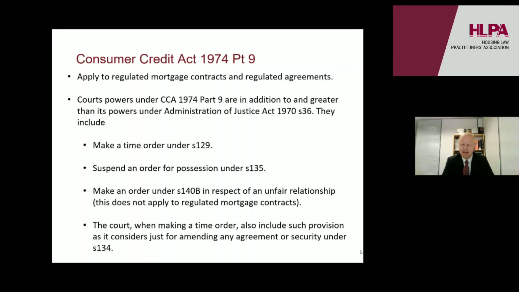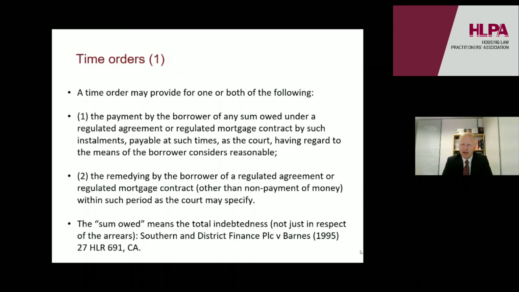But one of the best powers that the court has is under Section 134, which is when it's making a time order, it also has the power to amend any agreement or security, and that may involve changing the rate of interest, changing the number of payments, and so that's a very powerful tool at the court's disposal, which goes without saying, such powers do not exist under Section 36 of the Administration of Justice Act.